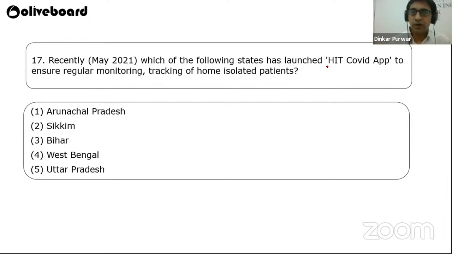Recently, which of the following states has launched the HIT COVID app to ensure regular monitoring and tracking of home isolated patients? Arunachal Pradesh, Sikkim, Bihar, West Bengal, or Uttar Pradesh?